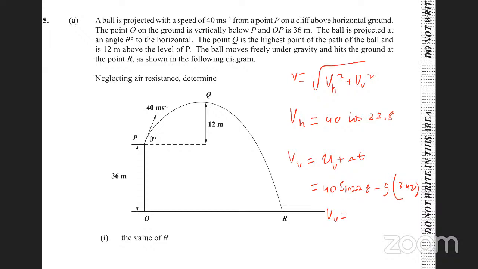How much is that? 18.7, right? And then you add it to 18.7 squared and you get your velocity just before it hits.